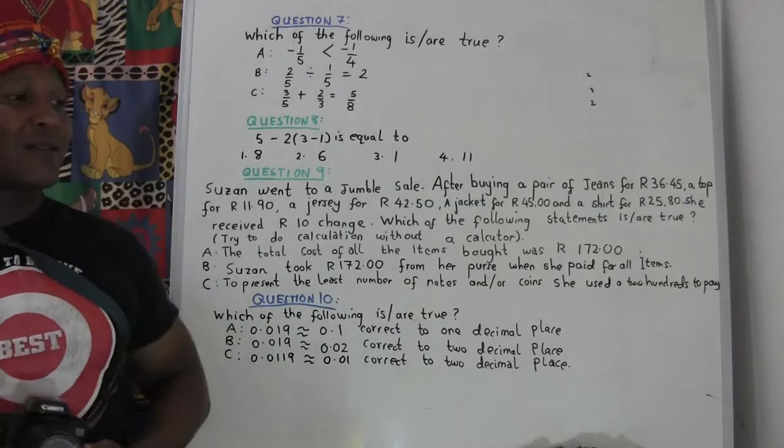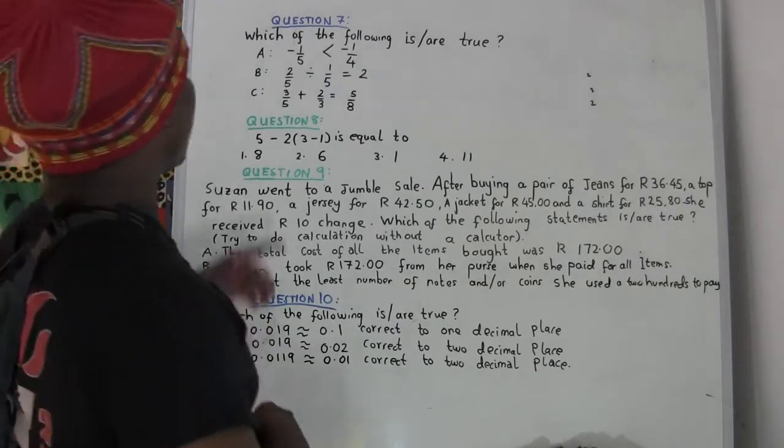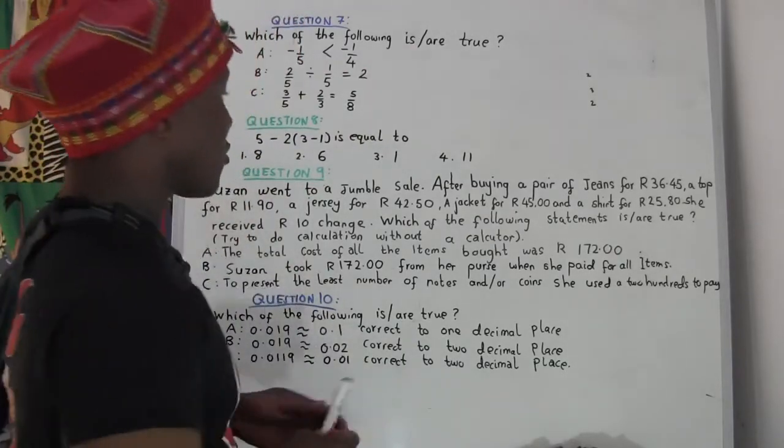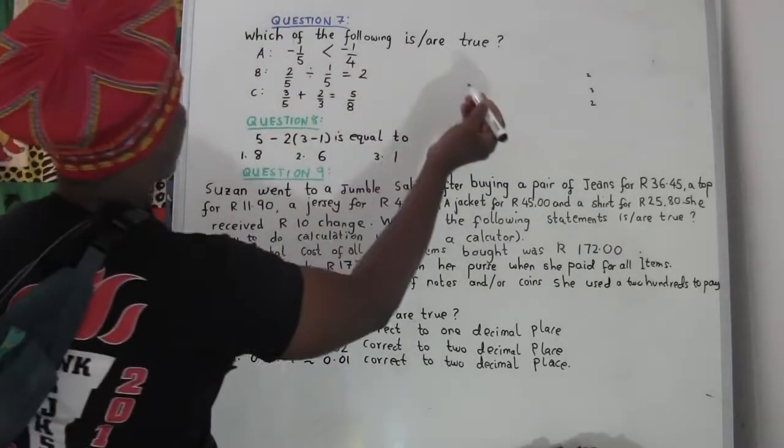Let's take these out. So now, they give a question here. Which of the following is true? Most of the time, there are a lot of ways you can do it. I like to change it to decimal. It's going to be easier.